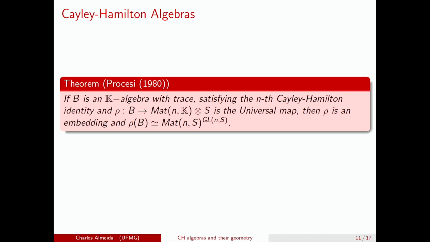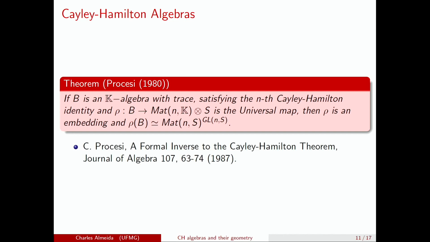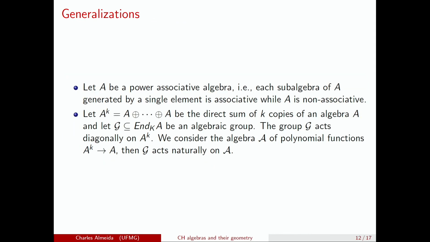So this notion of universal G map was proved in less generality by a lot of mathematicians. And in particular, Procesi had the result that if this B is a K-algebra with trace, satisfying the n Cayley-Hamilton that I showed you, then you can embed B inside the algebra of matrices. And moreover, which is very nice, the image is isomorphic to the ring of invariants of our matrices by the action of GL_n. So this is done in this work, and I will go a little faster here.